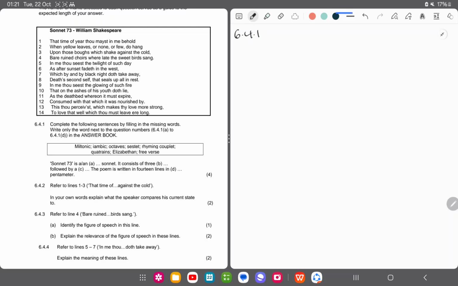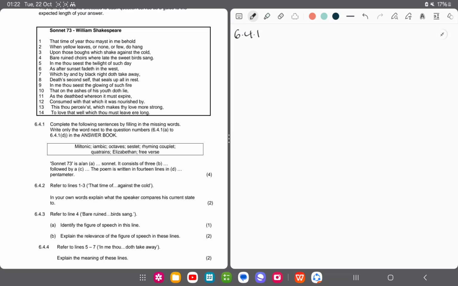6.4.1. So it says complete the following sentences by filling in the missing words. Write only the word next to the question numbers, and they gave us an example there. So we are given words in a box, and we have tonic, iambic, octaves, sestet, rhyming couplet, quatrains, Elizabethan, and free verse. Well, the question says Sonnet 73 is a or an. So we are given spaces in which we are required to fill in our answers, but as you know, we are not supposed to write on the question paper. We are going to write the answers on the answer sheet or the answer book.